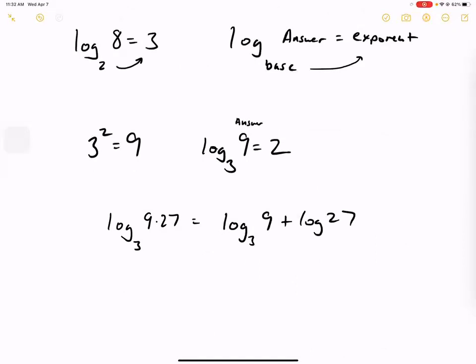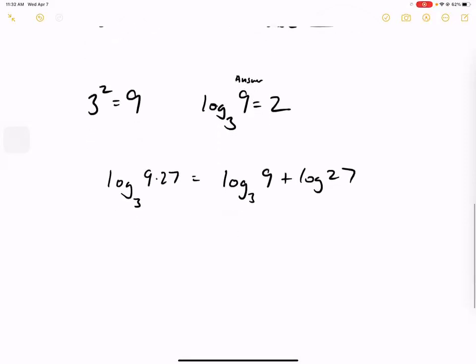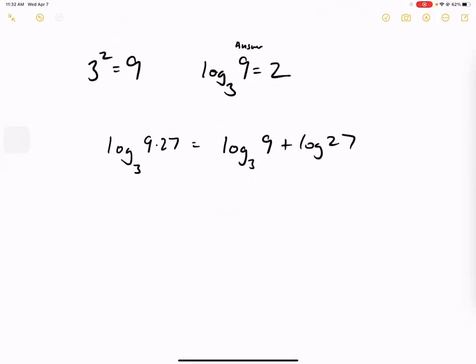But how is that possible? Why does that work for us? Well, I want you to think of it a little differently. Let's take a look at what happens if I'm writing logs in a different way. What if I say this is 3 squared and 3 cubed? Would you be okay that 3 squared times 3 cubed is really 9 times 27?